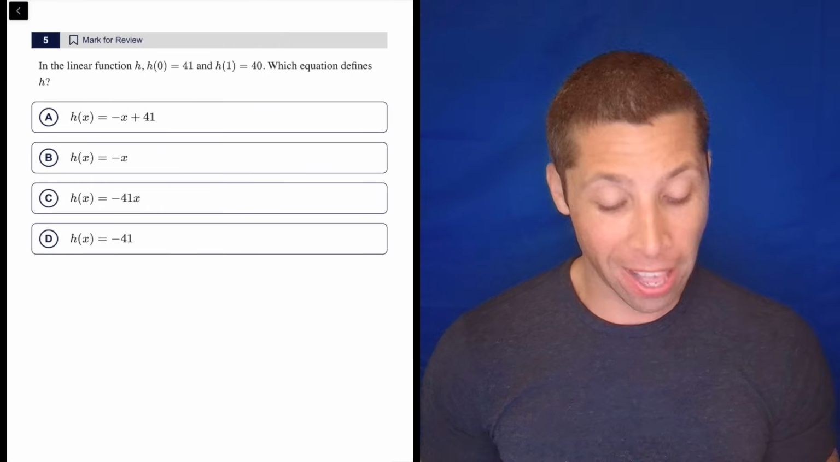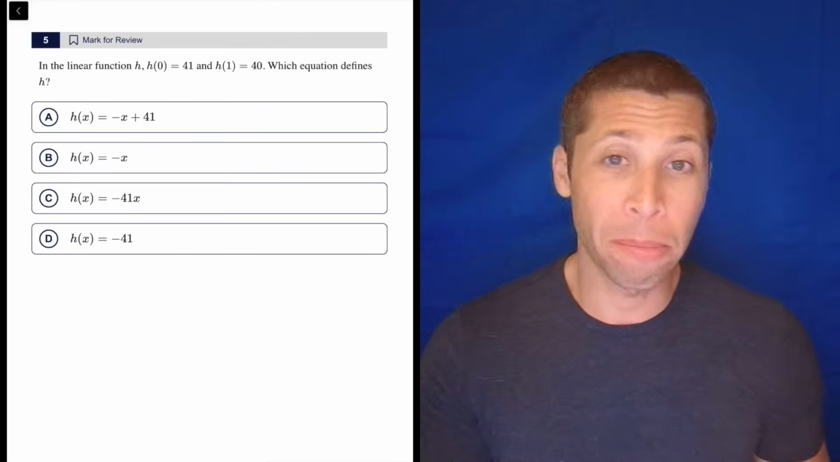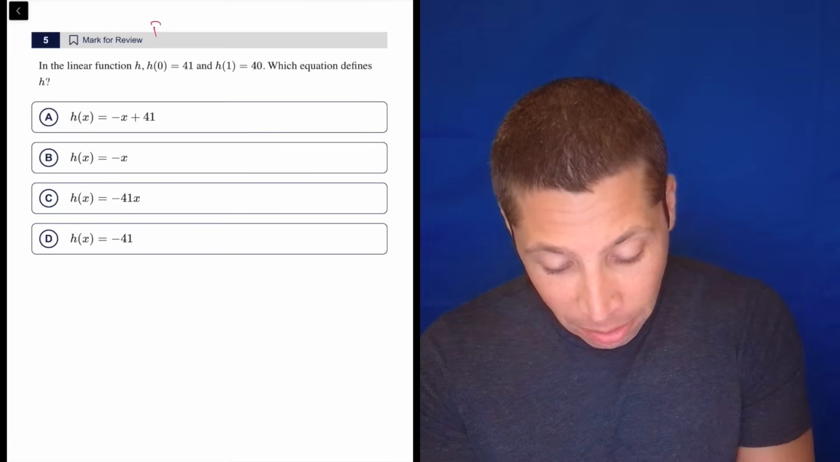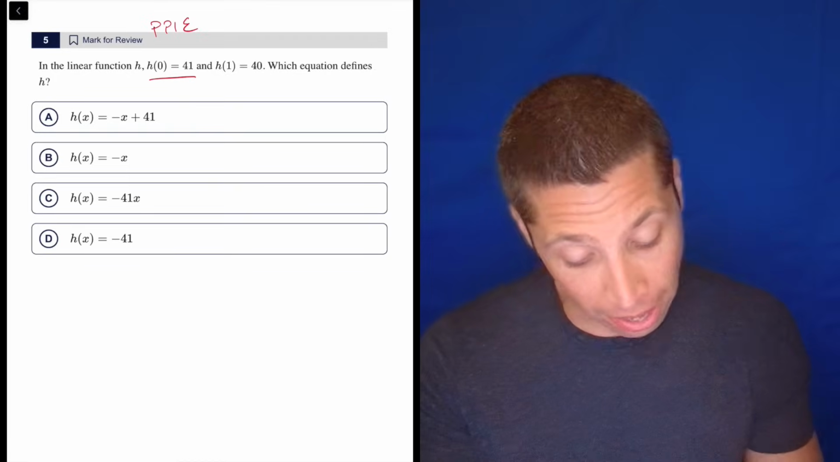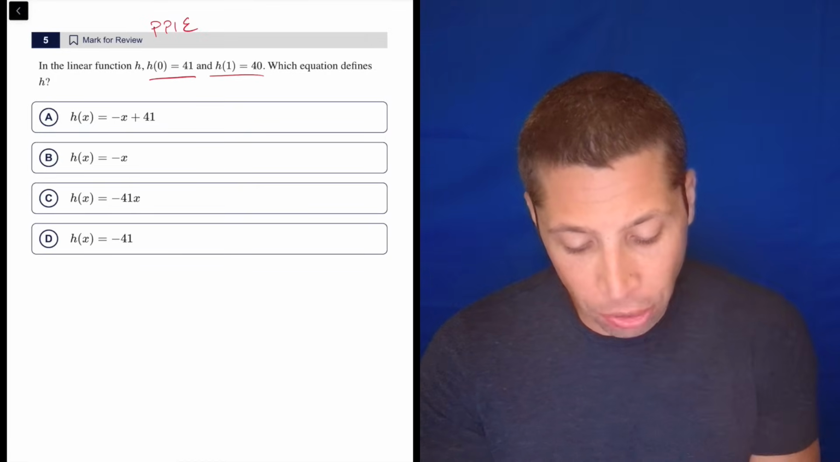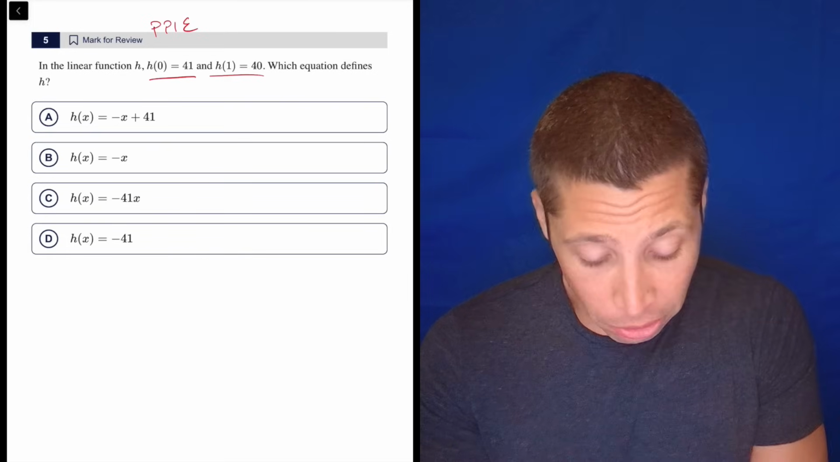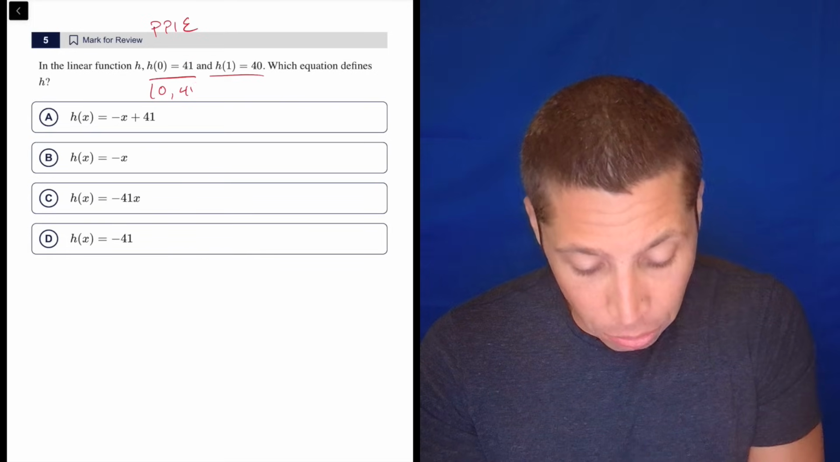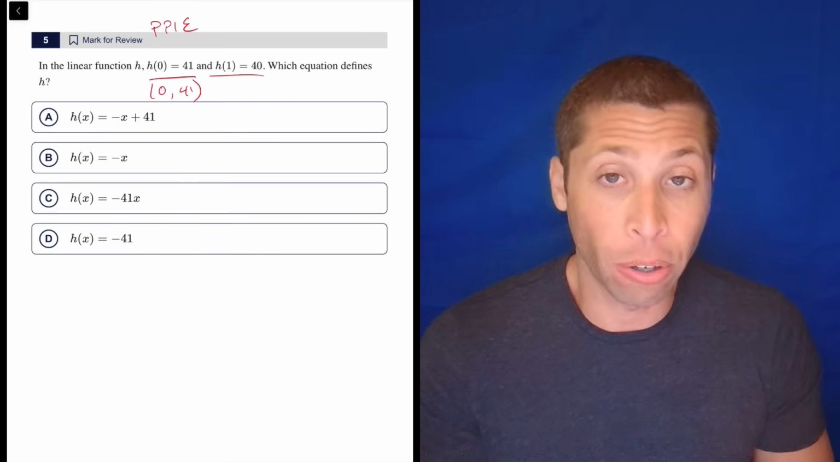This is a great reminder that the plug points into equation strategy sometimes just works right out of the gate, right? So we have plug points into equations because I have a bunch of equations in the choices, and these are points, right? We have to be able to read function notation. My laziness is always going to start me off, and I'm going to say, okay, let's do the laziest point, which in this case is 0, 41.